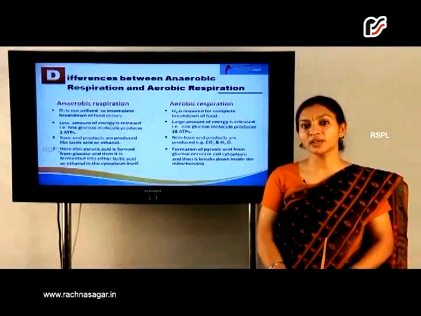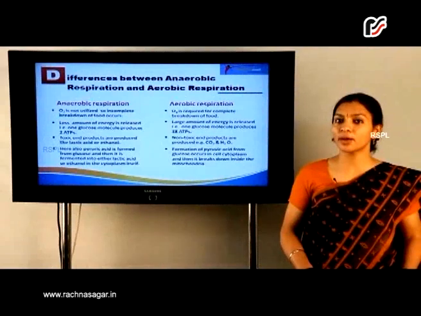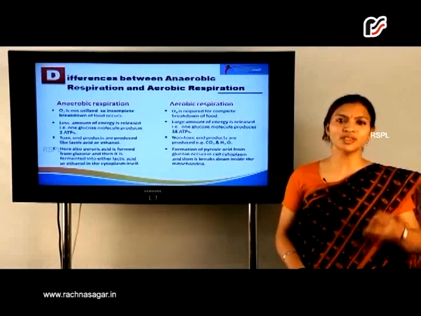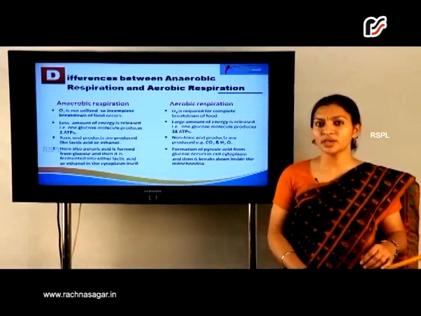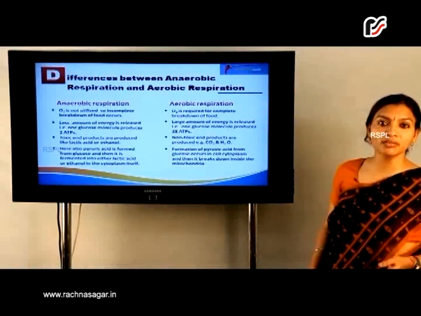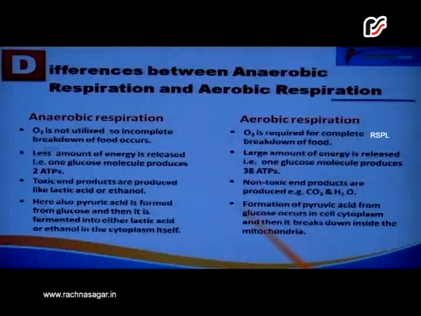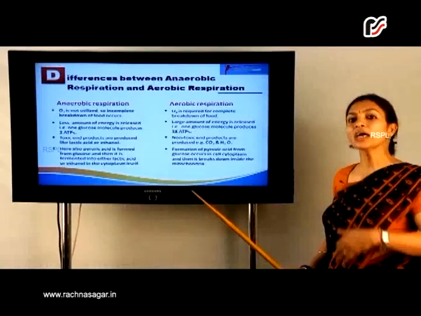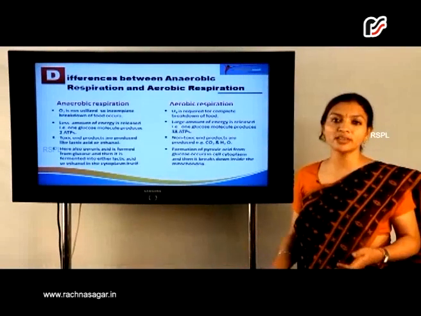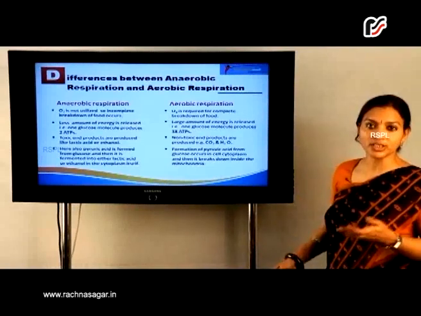Respiration is basically of two types depending on the presence or absence of oxygen, whether oxygen is utilized or not. If oxygen is not utilized, that is known as anaerobic respiration. If oxygen is utilized in the breakdown of food molecules, then it is known as aerobic respiration. So we can make out the differences between aerobic and anaerobic respiration. Along with that, we can also understand the definitions, the end products, and in which creatures these respirations occur.